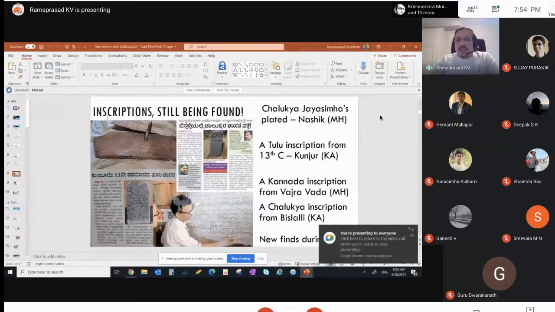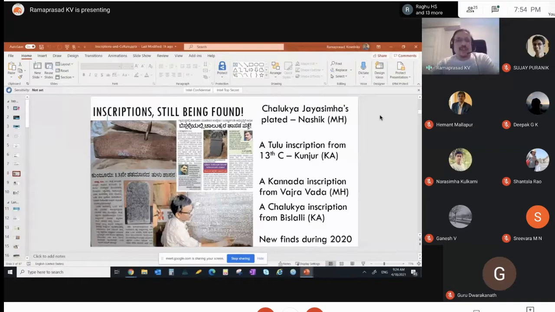I'm just showing why and how the inscriptions are being found now. For example, these are some 4 very interesting inscriptions found in 2020. There was an inscription of Chalukya Jaisimha in Nashik. This is what is called a copper plate inscription.